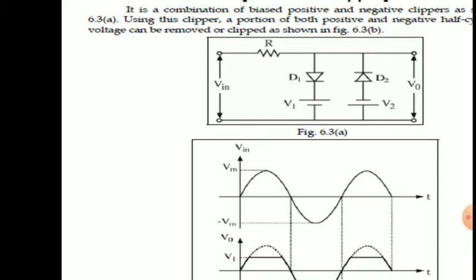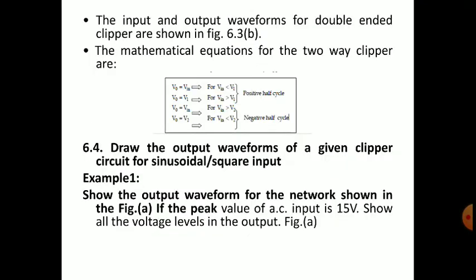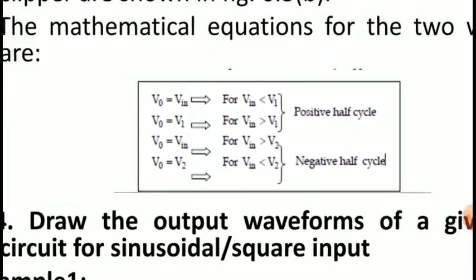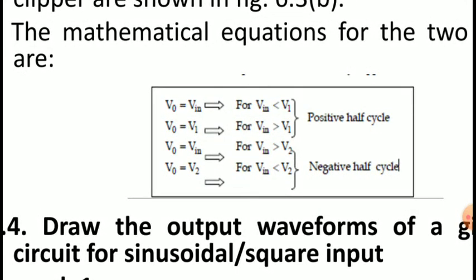So for the condition V input less than V1, the entire V input is applied and we get it across the V output. Same for the second condition, V input less than minus V2. When V input is less than minus V2, the same will happen. D1 will be reverse biased and D2 will be reverse biased, then the output will be equal to the input. Now considering the two conditions, see the equations for yourself. For V input less than V1, the V output will be equal to V in.